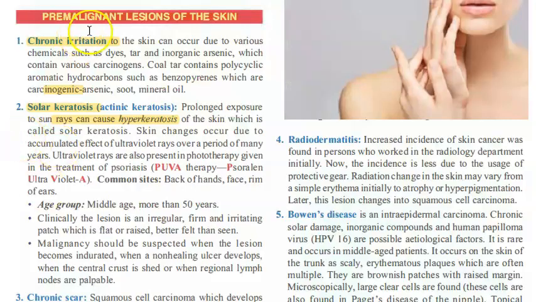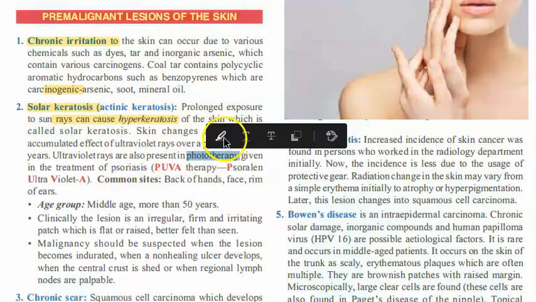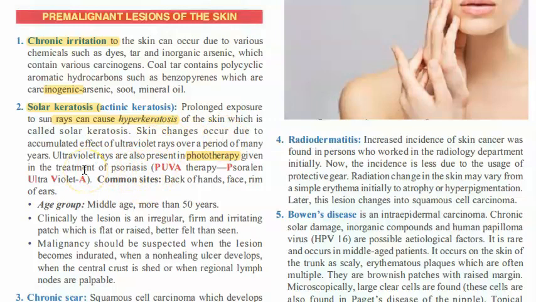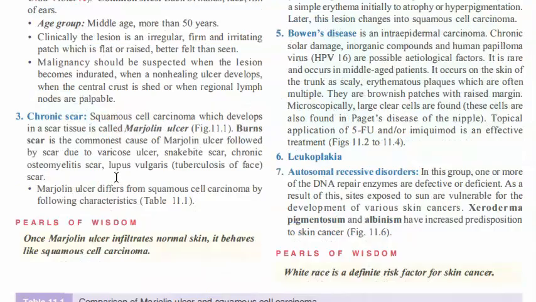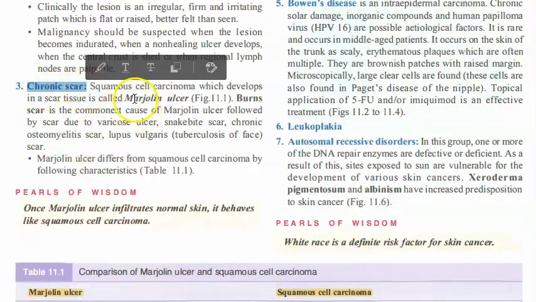Okay, so the pre-malignant lesions of the skin are as simple as this. Just say chronic irritation due to dyes, etc. Then solar keratosis, right? Because of prolonged exposure to the sun, there can be hyperkeratosis, etc. If somebody is taking phototherapy for treatment of some skin conditions, that can lead to carcinoma, right? Then the third thing they're telling here is chronic scar, right?